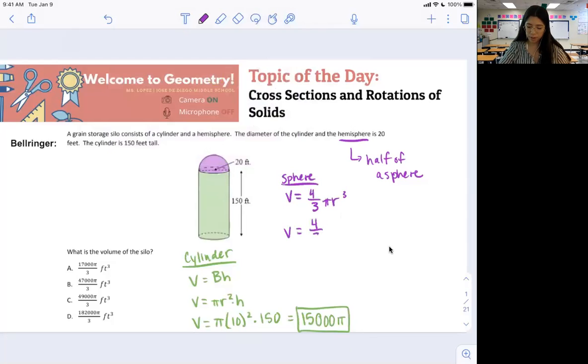So that's 4/3 pi times 10 to the power of 3. 10 to the power of 3 is 1,000. Take that number, multiply it times 4, and then divide it by 3. What do we get?